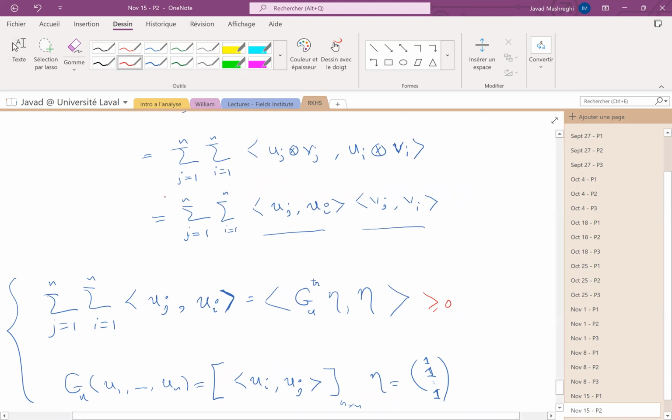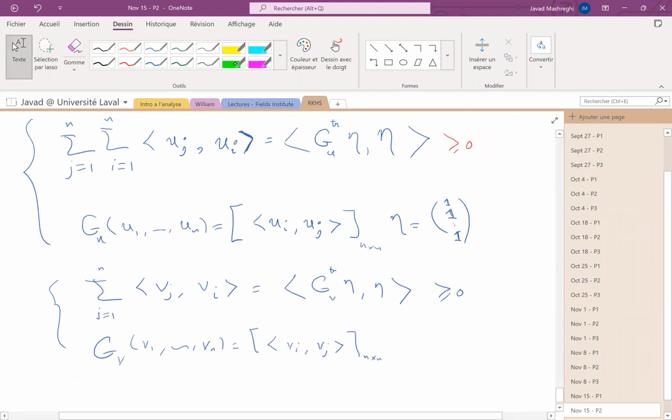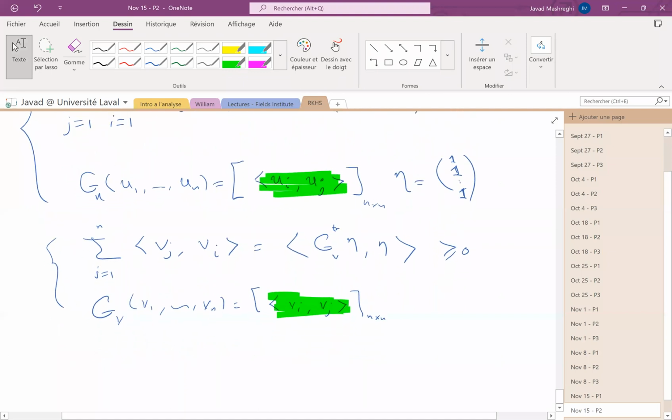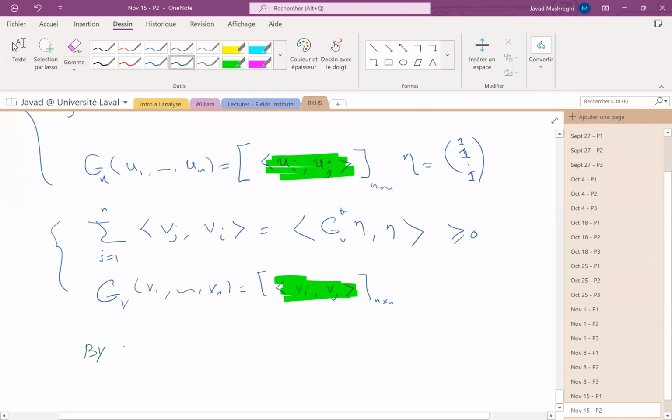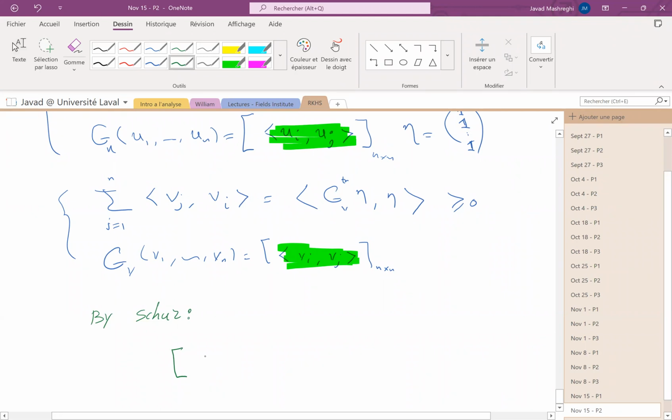That's another reasoning. So back to here. Why is this combination bigger than or equal to 0? Well, look at this and look at this. You have two matrices, both of them are positive. By the Schur theorem, we know that the matrix with entries ui inner product uj times vi inner product vj, just component by component multiplication, is bigger than or equal to 0.